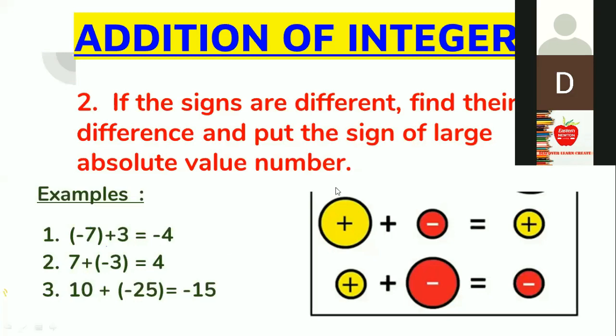In the picture also you can see yellow means positive and red means negative. Here positive is more, so the answer is positive. Here positive is less and negative is more, so the answer is negative. Whichever is more, the answer belongs to that sign. If the negative value is more, the resultant will become negative. If positive is more, the resultant will become positive.